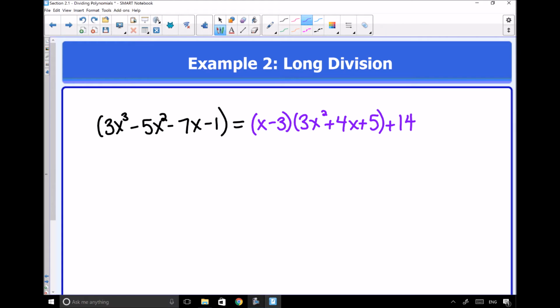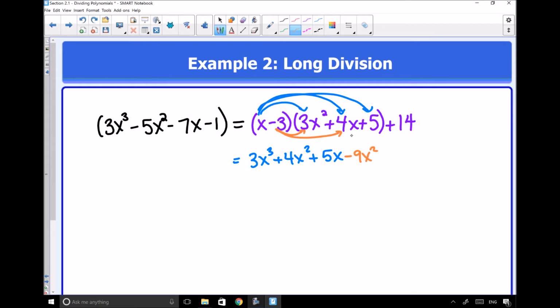So we're going to go ahead and distribute this x minus 3 through to this piece right here and then add 14. So when I multiply x by 3x squared, I end up getting 3x to the power of 3. And then when I multiply x by 4x, I get 4x squared. Multiply this x through, I get plus 5x, okay? Then I'm going to distribute this negative 3 through, I get minus 9x squared. Here I get minus 12x. And here I get minus 15, and I still have this plus 14, so I'm just going to copy that down.